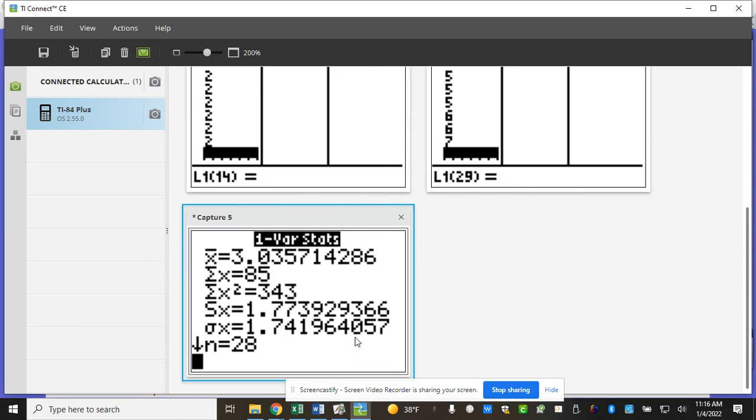Now, as you're going through a multiple choice test, I do not suggest doing this while you're going through and wasting a lot of time. But if you get to the end and you're stuck between two and you have extra time, this is a way that you can think through it.